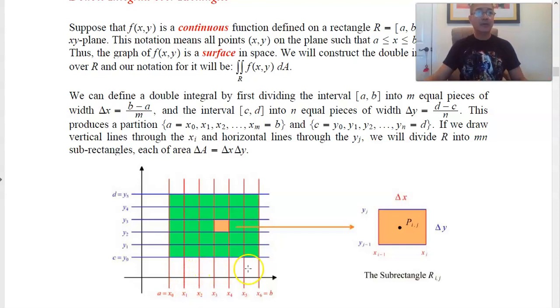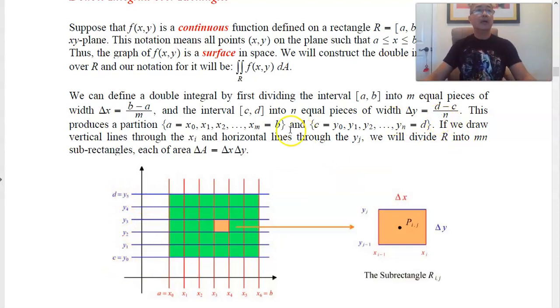Okay, so here, what do we have? 1, 2, 3, 4, 5, 6. Okay, so we have divided a to b into 6 pieces. And then how about c to d? 1, 2, 3, 4, 5. 5 pieces. Okay, so we divide c to d into n equals 5 pieces.